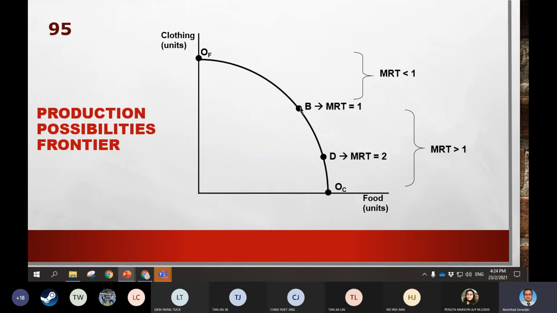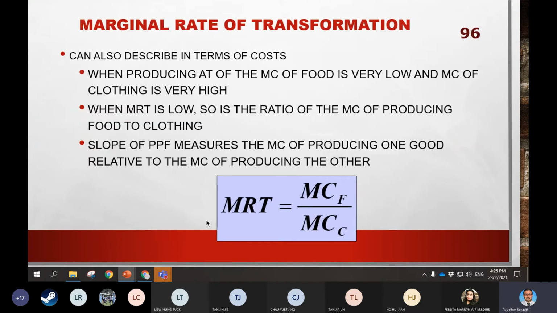Here, let's say at point B, it costs me $100 to produce 1 unit of food. So in order to produce 1 additional unit of food, which costs me 100, I need to give up 100 dollars, which is 1 unit of clothing. And here MRT equals 1, which means the marginal cost of producing food equals the marginal cost of producing clothing. So MCF divided by MCC equals 1, because 100 divided by 100 equals 1.